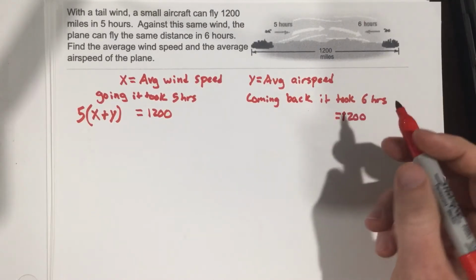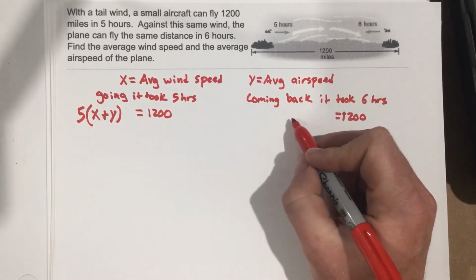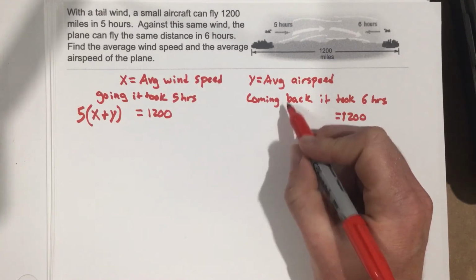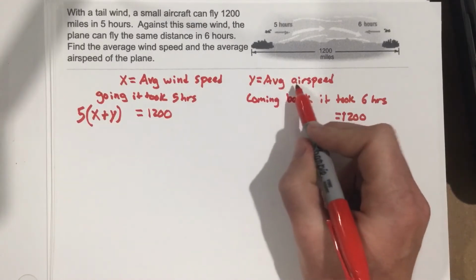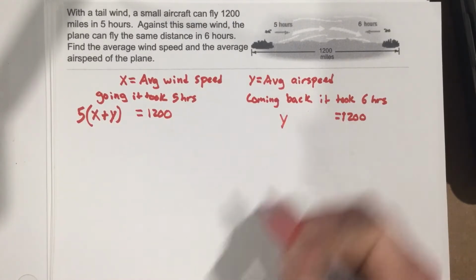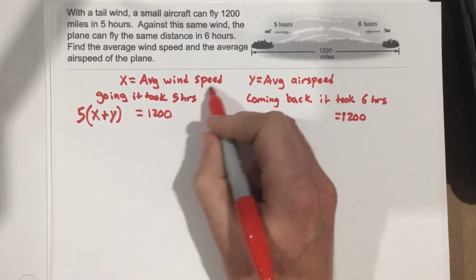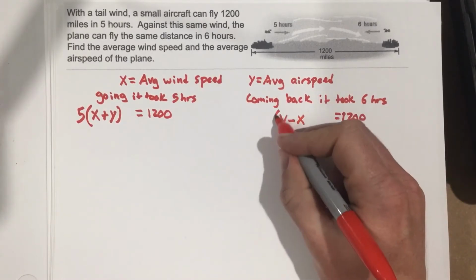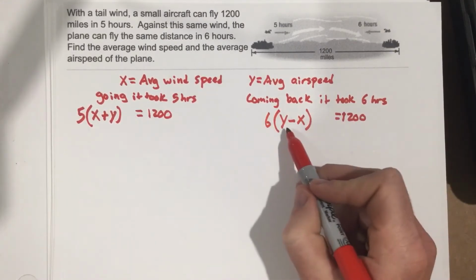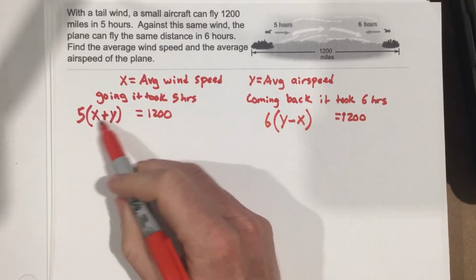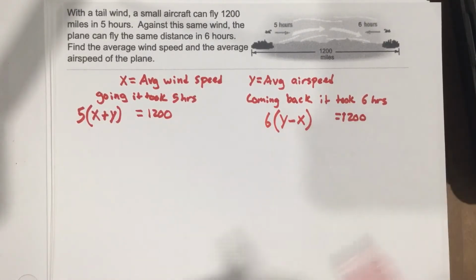Coming back, same idea though, except we take our airspeed, which is Y, and we subtract out now our wind speed because our wind is hurting us, right? It's slowing us down. But we multiply that by 6. Now I could have written this as negative x plus y to mimic what I did over here. I just wrote it y minus x because I think it makes the most sense saying the airspeed minus the wind speed.